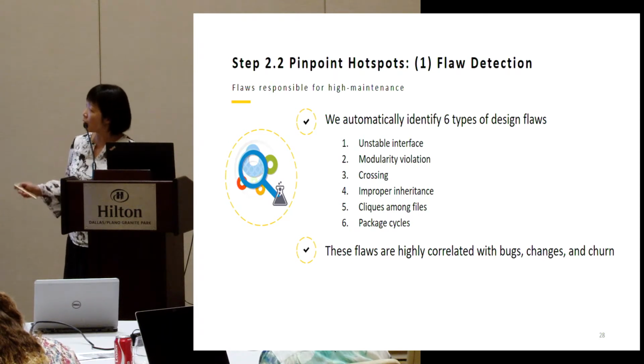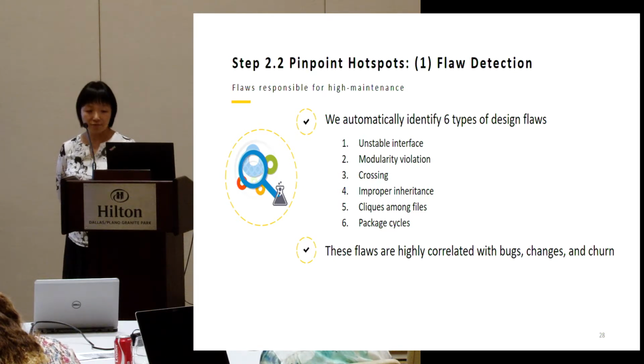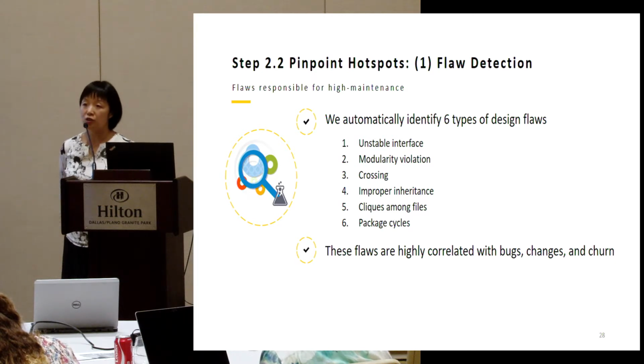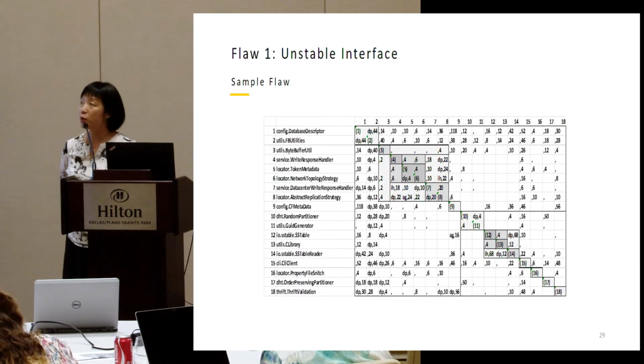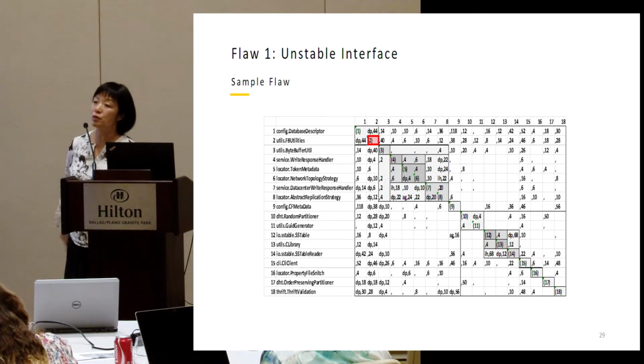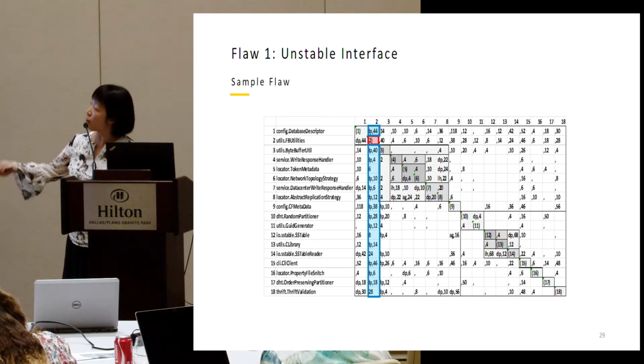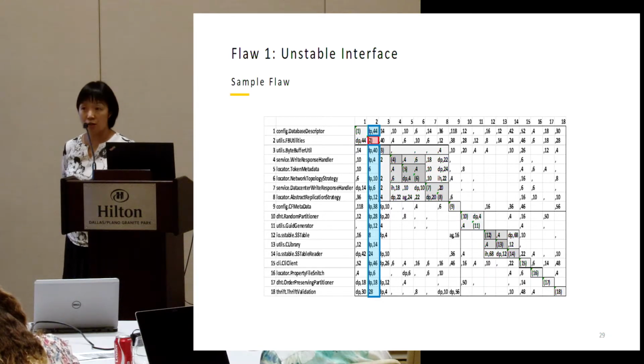I only want to show the first 3: unstable interface, modularity violation, and crossing. In our paper, we have shown that these flaws are highly correlated with bugs, changes, and churn. Unstable interface: this is one design space, and we identify this file as an unstable interface. What does that mean? It means that this file is highly influential. It influences almost all the other files in this design space.